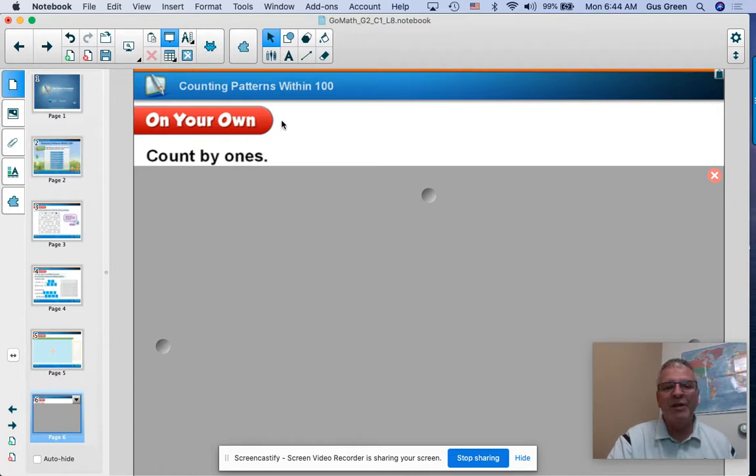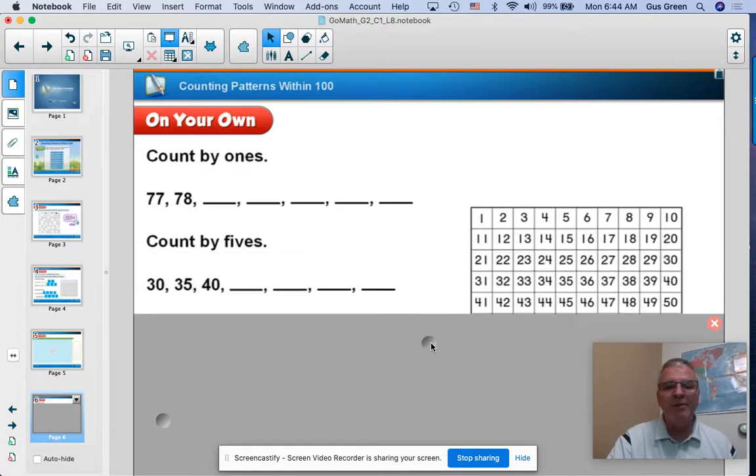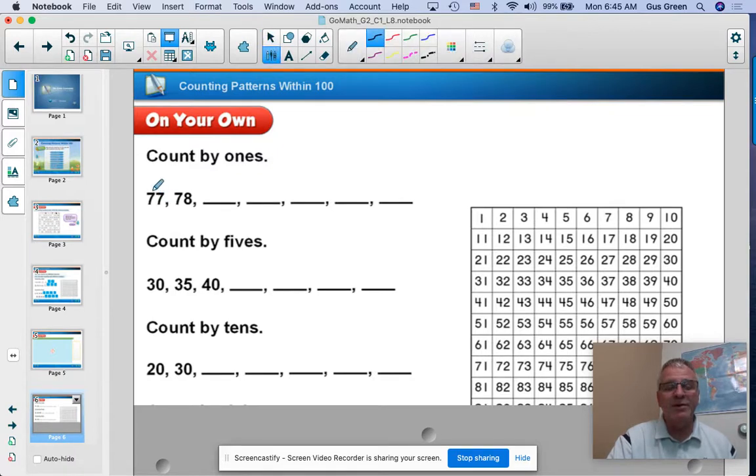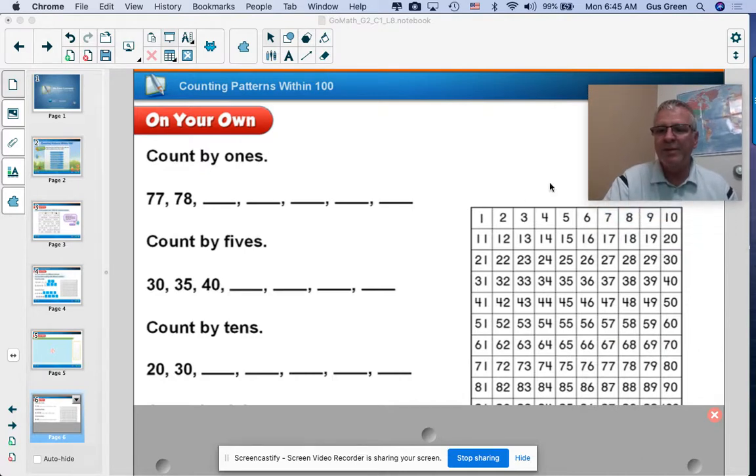All right, when you get to the on your own section, you'll be asked to count by 1s. There is a hundreds chart right here, and you can see that there are some starting numbers, and then there are some blanks to fill in. So starting with 77, 78, what do you think would come next? I'll give you just a second to think about that, and I will move the picture of me up a little bit so we can see our hundreds chart.